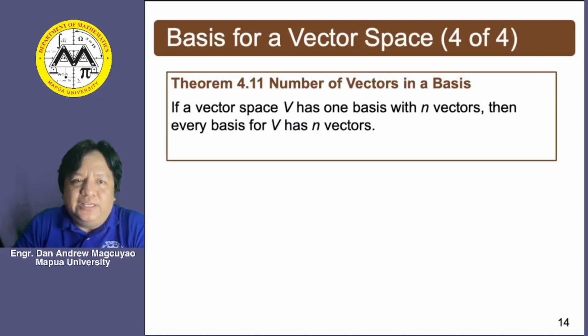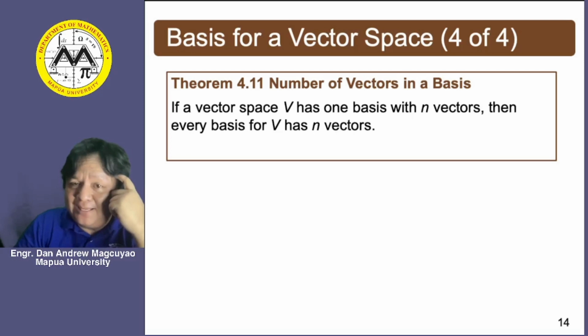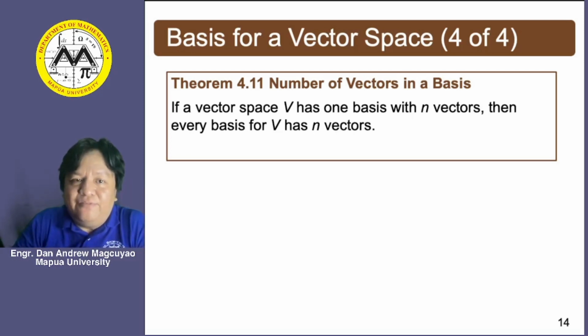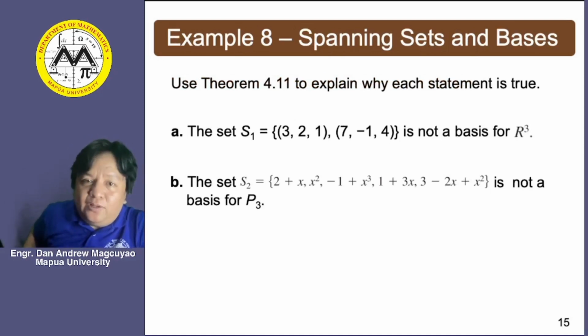Number of vectors in a basis. If a vector space V has one basis with n vectors, then every basis for V has n vectors. Again, if a vector space V has one basis with n vectors, then automatically we can say that every basis of V has n vectors. So explain why each statement is true.